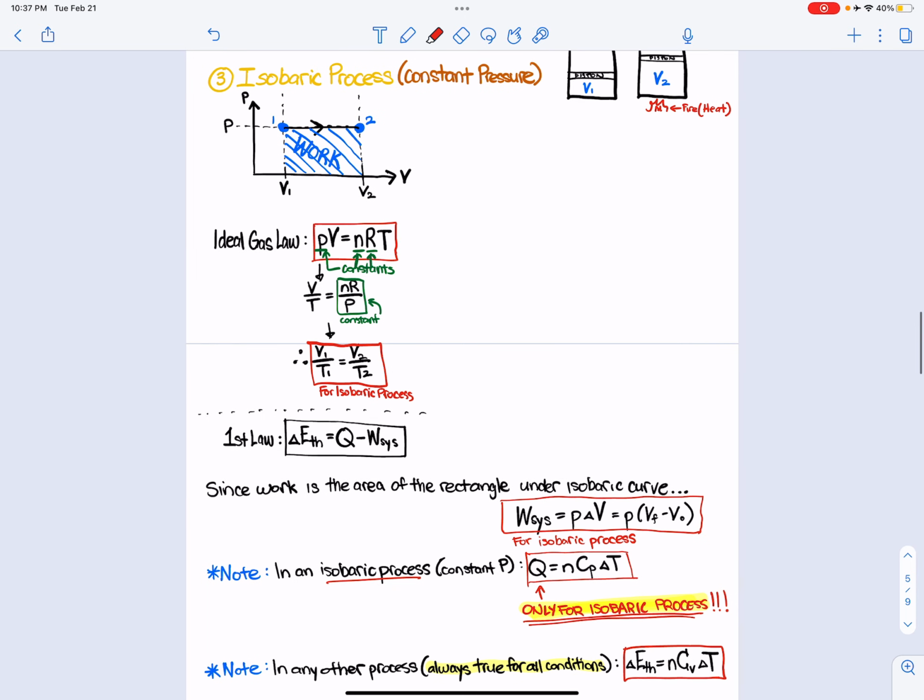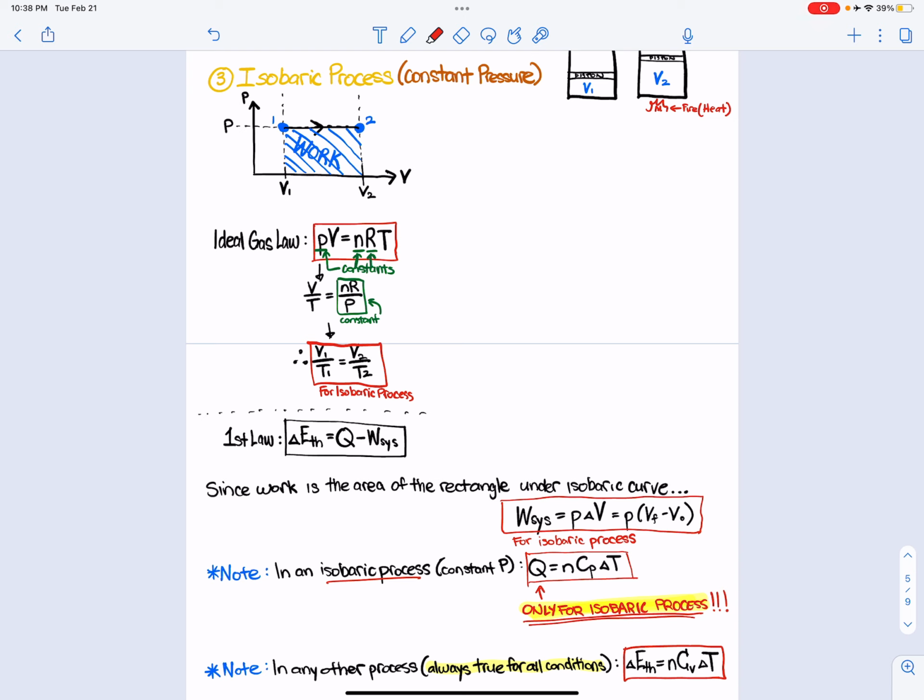And also, since the work is the area under the curve for an isobaric process, if we're, let's say, using the first law, the work done by the system is equal to P delta V, right? This is delta V, V2 minus V1 times P. So that's this area right here. Okay, and that is this formula for an isobaric process. Work done by the system is equal to pressure times final volume minus initial volume. Okay, for an isobaric process.